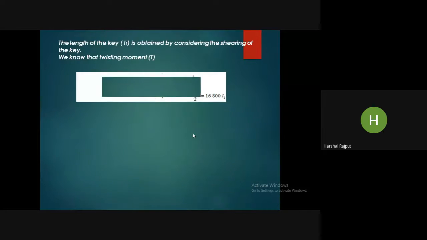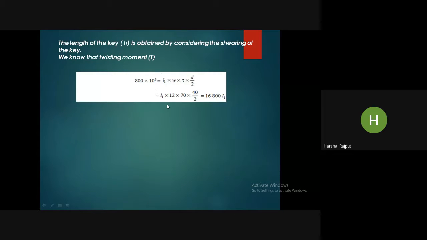Sir, torque transmitted is the force into radius. So the force is equal to L into W into tau, and R is taken as d/2. Who is telling me this? Sir, Harshal Rajput. Harshal, okay, you're right. But repeat what you're saying slowly. See what is given to you, what you write first. Let's say 800 into 10 raised to 3. Others please understand, I'm not going to repeat this now. 800 into 10 raised to 3, what is this? Newton mm, yes or no?